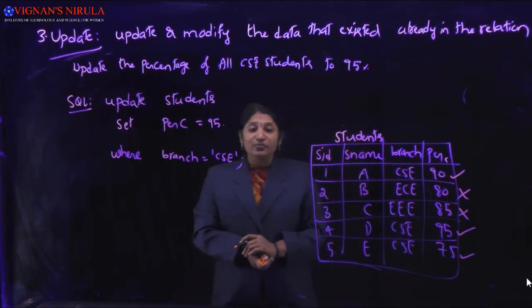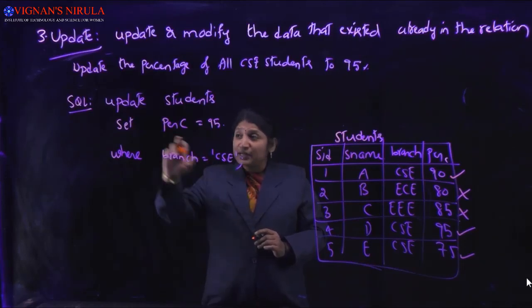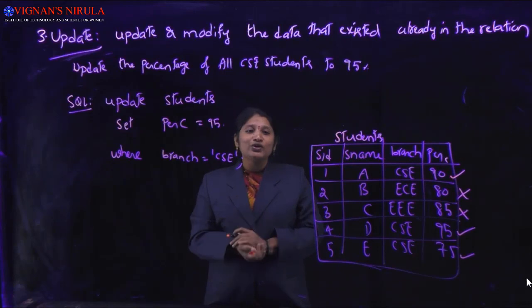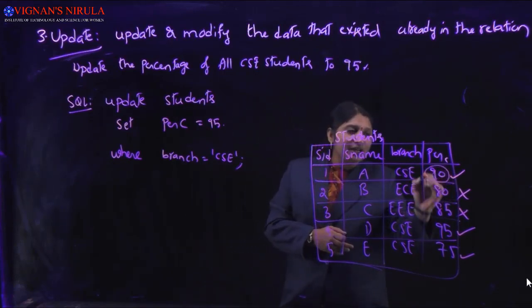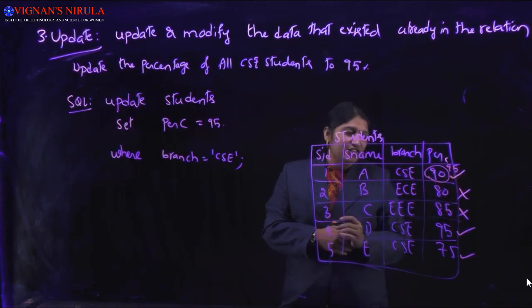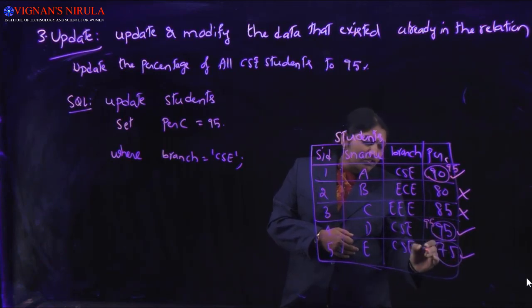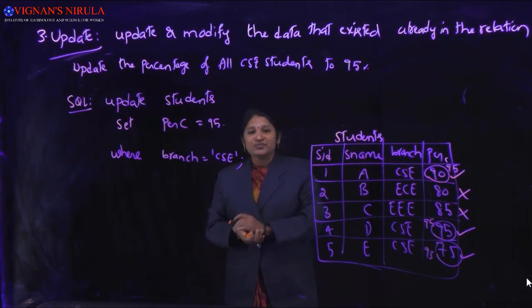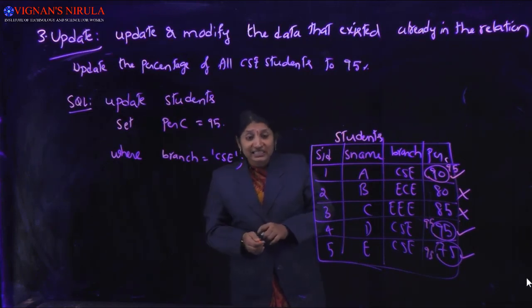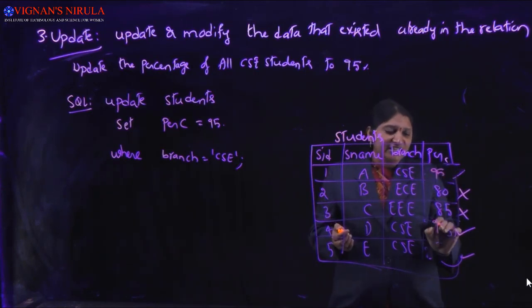So what is the second step? In the second step, I should update all those selected tuples. Which attribute? The percentage attribute, to 95. For the first selected tuple, the percentage should be 95. The next selected tuple's percentage should be 95, and this one also should be 95. So after this update command has been executed, see, all the CSE students' percentage has been modified as 95.